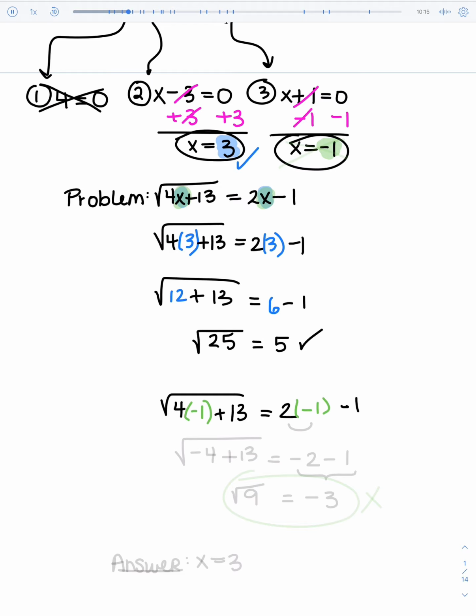And let's see what happens on this one. On this one, you get a square root of negative 4 plus 13 on the left, which is going to give us a square root of 9. And on the other side, we get a 2 times negative 1, which is negative 2 minus 1, which will give us negative 3. So does the square root of 9 equal negative 3?